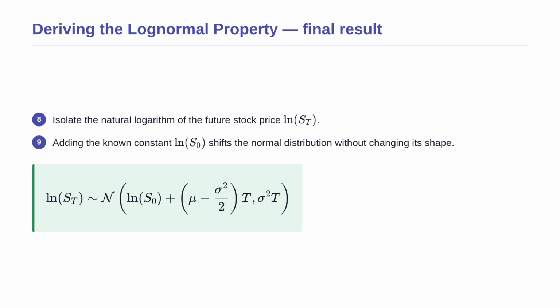In this final step of our derivation, we look at the result of our integration. The difference between the future log price and today's log price follows a normal distribution. To isolate the natural logarithm of the future stock price, we simply move the logarithm of today's stock price to the right side of the equation. Since today's stock price is a known, fixed number, adding it to a normally distributed variable simply shifts the entire bell curve to the right or left without changing its fundamental shape. This gives us the final mathematical definition of the log-normal property, completing our proof.